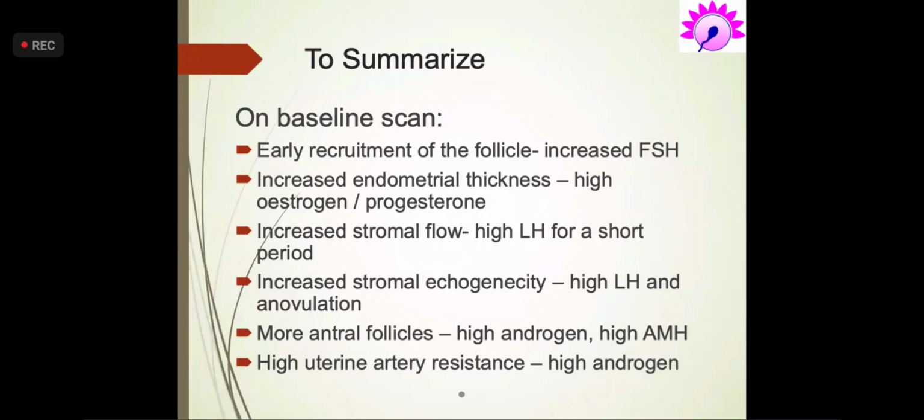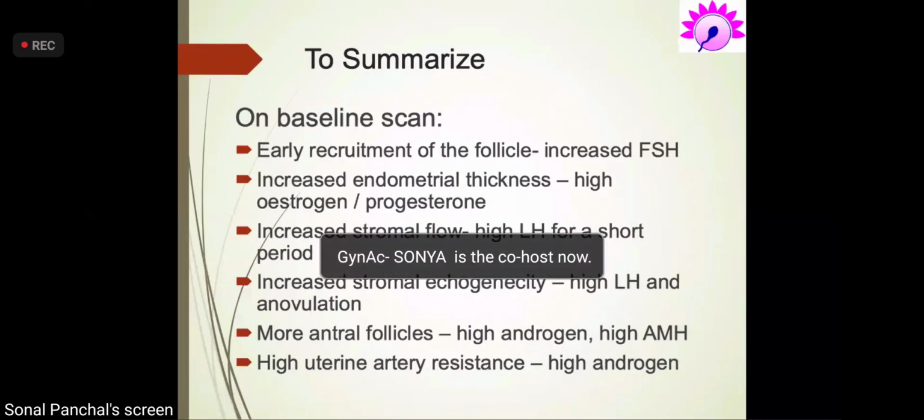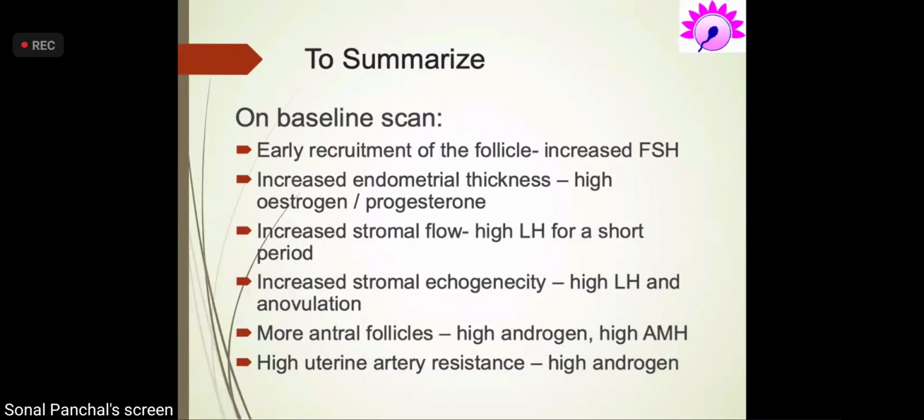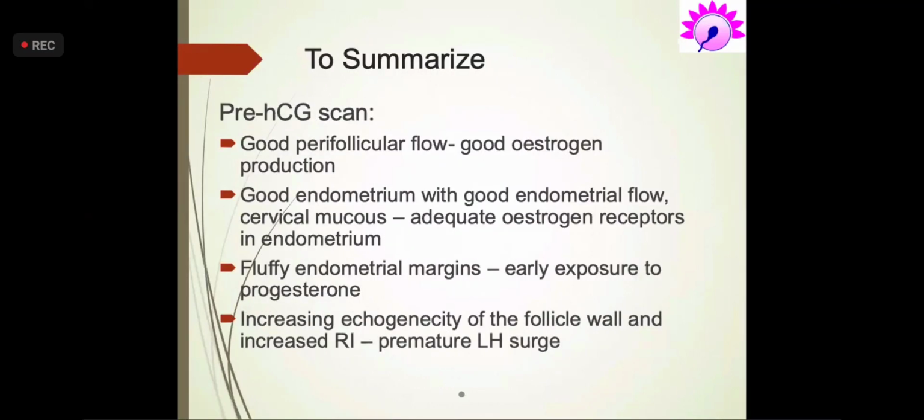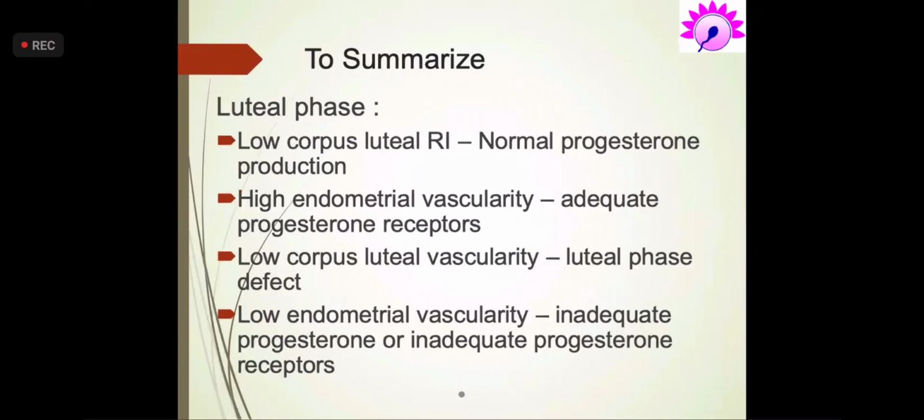early recruitment of the follicle, increased FSH, increased endometrial thickness, high estrogen or high progesterone, increased stromal flow, high LH for a short period, increased stromal echogenicity, high LH and no ovulation, more antral follicles, high androgen and high AMH, high uterine artery resistance, high androgen. These are all on the baseline scan. On the pre-trigger scan, good follicular flow, good estrogen production, good endometrial flow, good estrogen receptor development, fluffy outer margins of the endometrium, early exposure to progesterone, increasing echogenicity of the follicular wall, luteinized and ruptured follicle, along with a high resistance.